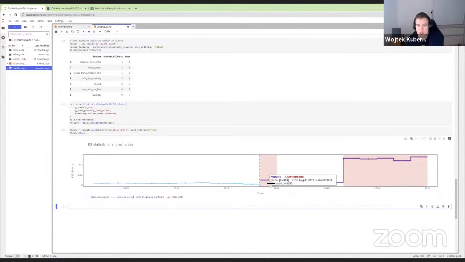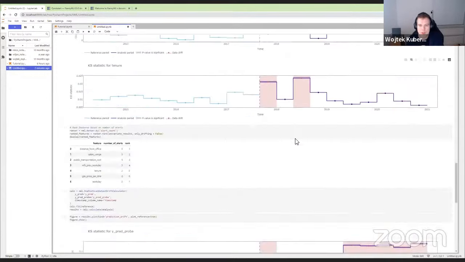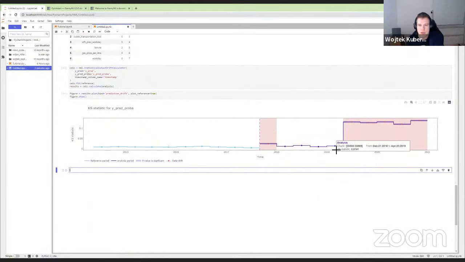And we see here that there is some small change, but as we already know, the most important plot is this one. There was some drop in performance, but it was not significant. It was still within the natural variance of the model. And we see here that there is a very strong change in how the predicted probabilities are distributed.